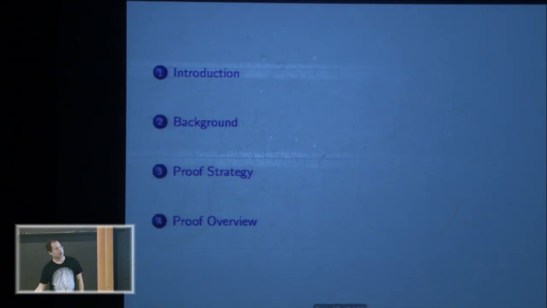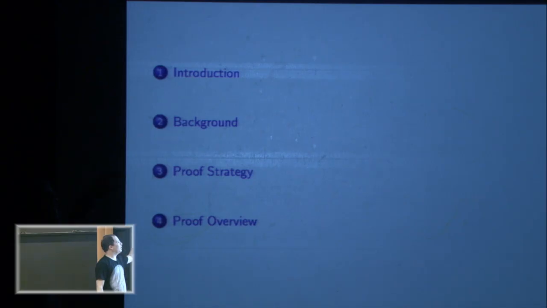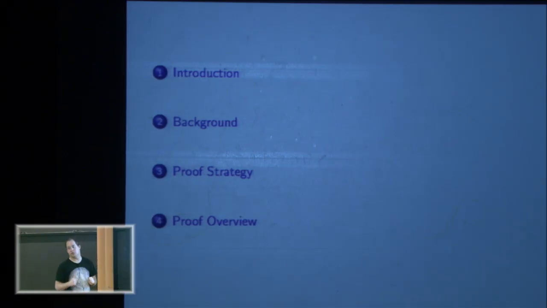Okay, so that's it for the introduction. The rest of this talk will look as follows. We'll start with a background on the problem. Then I'll give a very high-level description of the proof strategy, and then I'll give a bit more detail about the proof.